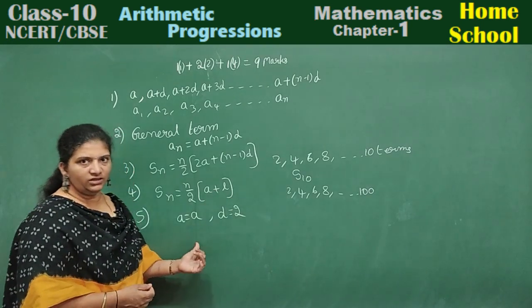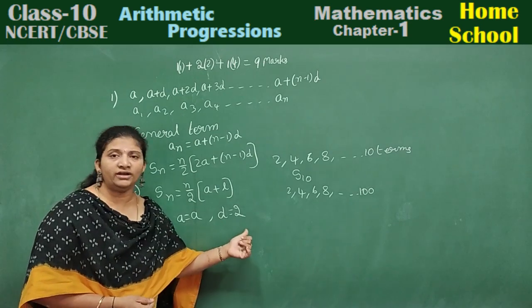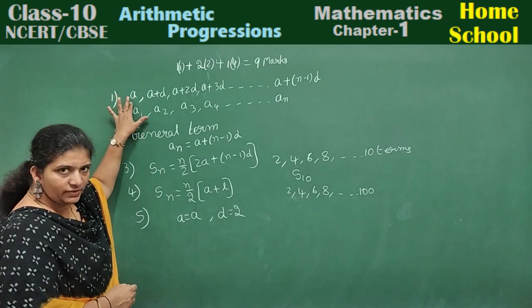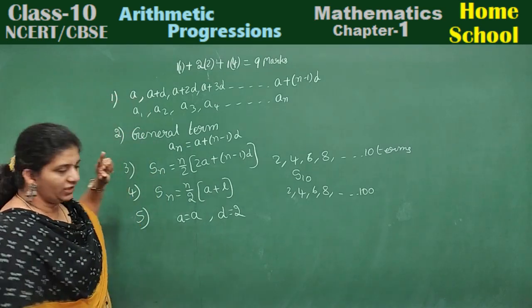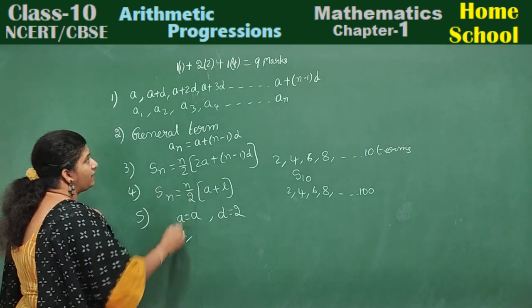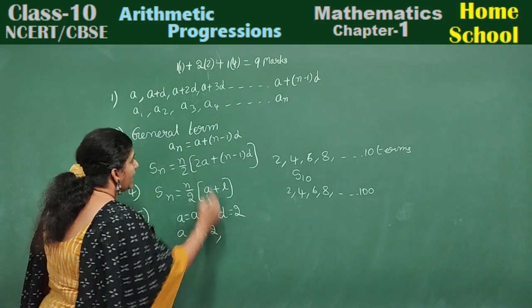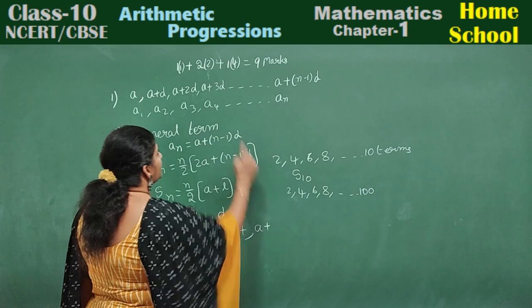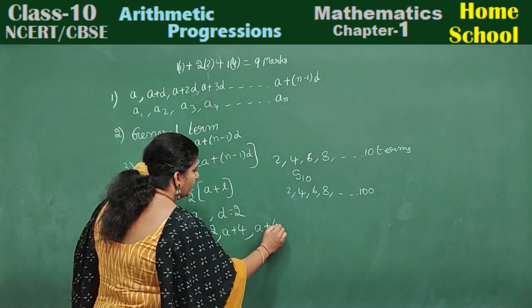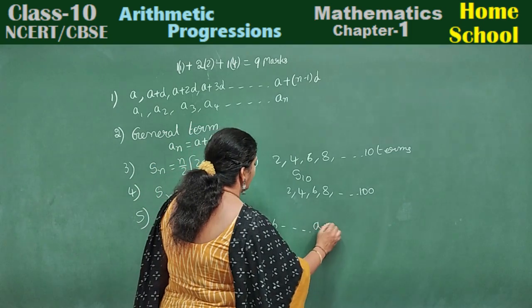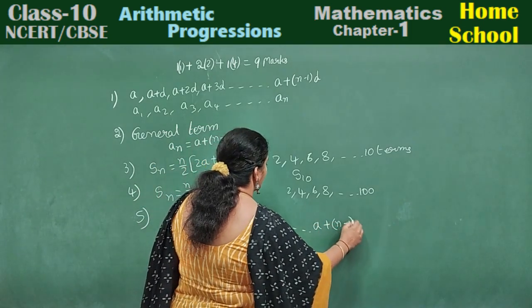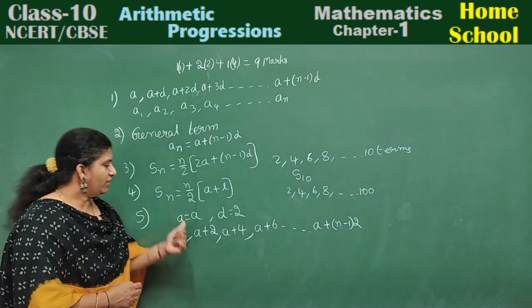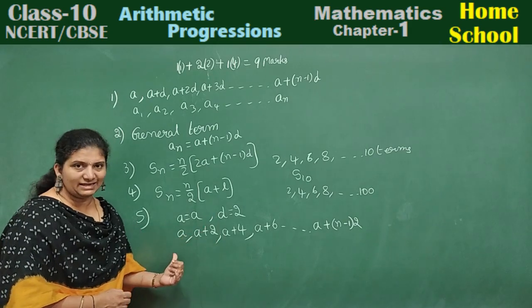So your fifth question, if first term is a and common difference is 2, find the general form. General form means this one, no? So let us substitute a and d value. a, a plus d, a plus 2d, a plus 2 into 2 it will be 4, a plus 3d, a plus 3 into 2 will be 6, so on a plus, we don't know n value, n minus 1 into 2. This is the general form. If they ask you general form, just substitute a and d value in this and say this is the general form.